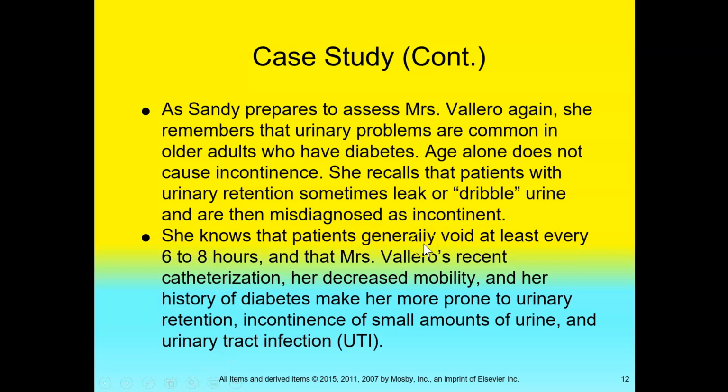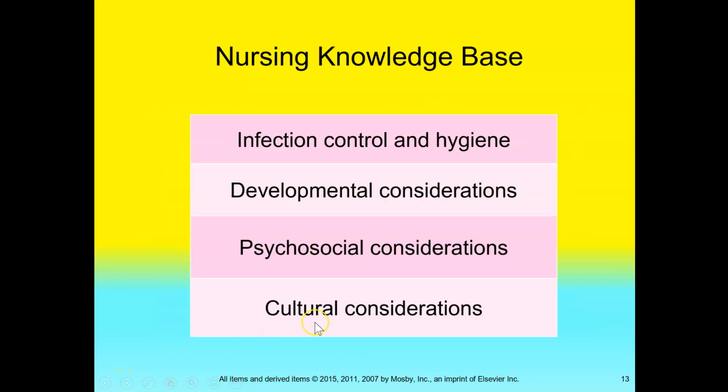She knows that patients generally void at least every 6 to 8 hours, and that Mrs. Valerio's recent catheterization has decreased mobility, and her history of diabetes makes her more prone to urinary retention. So she'll have a little bit of incontinence, a small amount of urine, and a possible urinary tract infection.